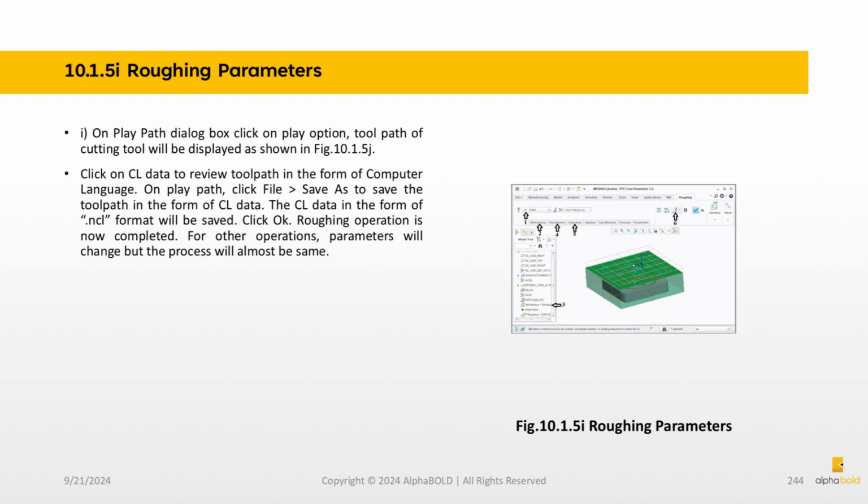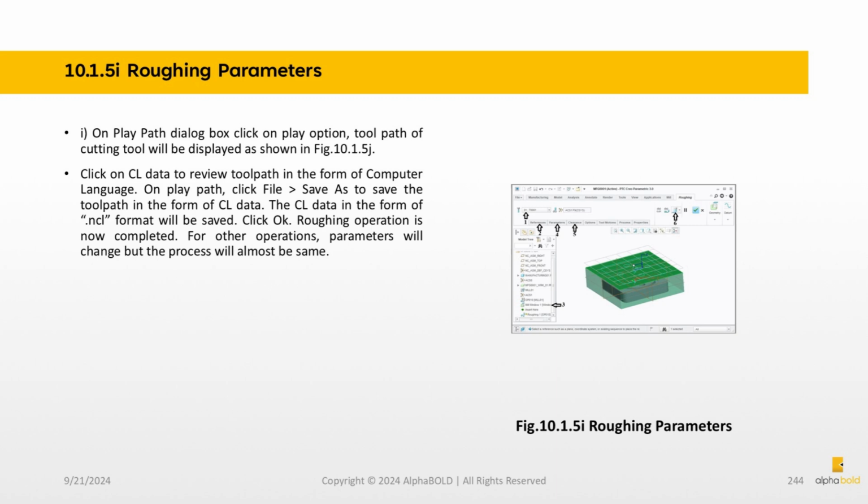In the Play Path dialog box, click on the Play option. The tool path of the cutting tool will be displayed. Click on CL Data to review the tool path in the form of computer language. In Play Path, click File, Save As to save the toolpath in the form of CL data. The CL data in .ncl format will be saved. Click OK. The roughing operation is now completed.